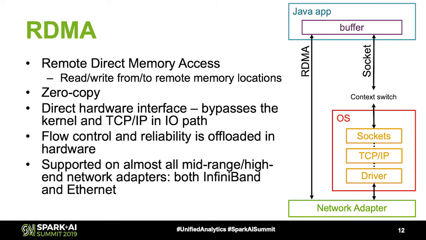You don't have to go through the kernel in order to do send and receive operations, and that saves a lot of time. Also, you gain zero copy in the sense that whatever you write into your buffer is immediately accessible from the network adapter itself. So we get a direct hardware interface, which bypasses the kernel and the TCP/IP stack in the I/O path. Another thing is that flow control and reliability of the transport is offloaded in hardware, whereas in the traditional TCP stack, it's done in the OS.